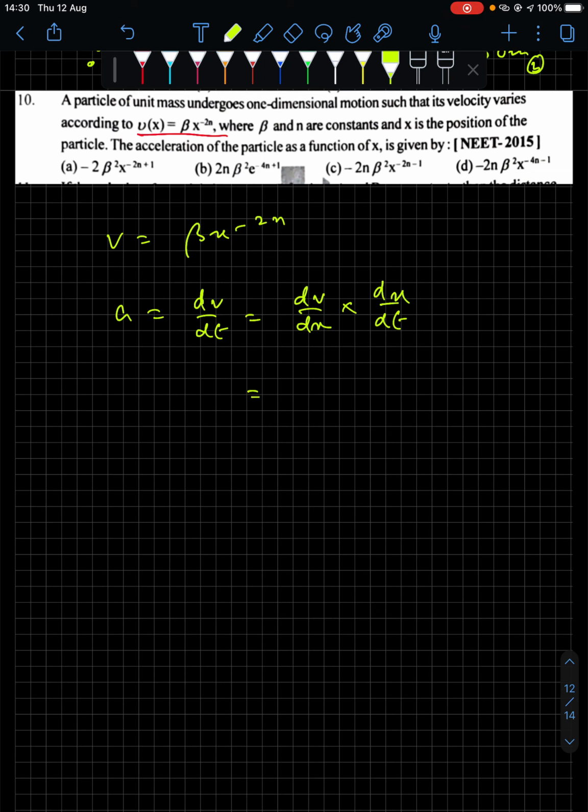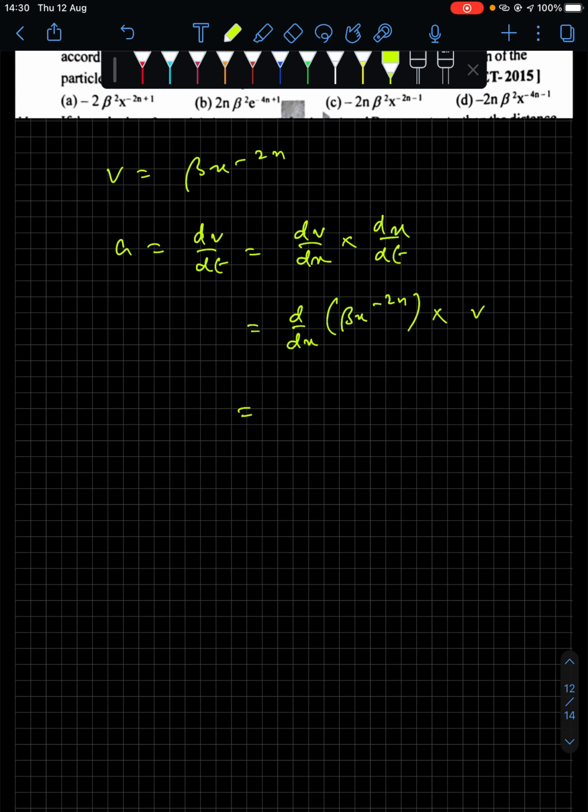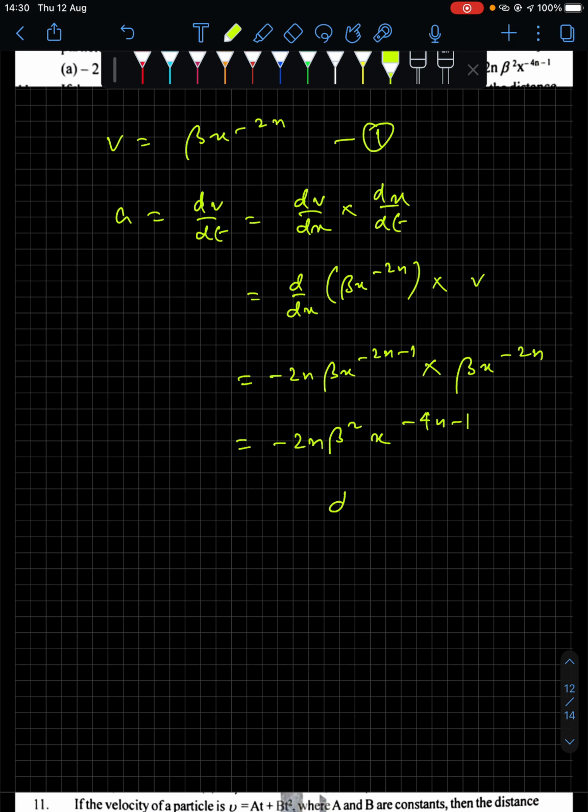So d by dx of beta x to the power -2n into v, right? So here if you differentiate this, you get -2n beta x to the power -2n minus 1 into v, whose value is from equation number 1, beta x to the power -2n. So you get -2n beta square x to the power -4n minus 1. Option number D is your answer.